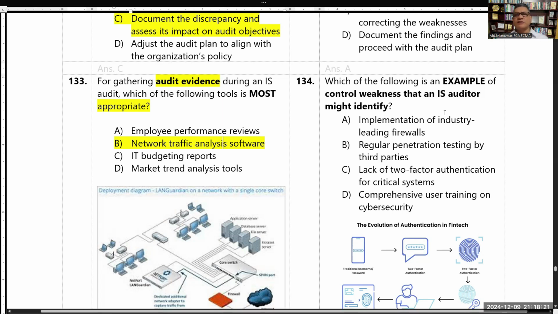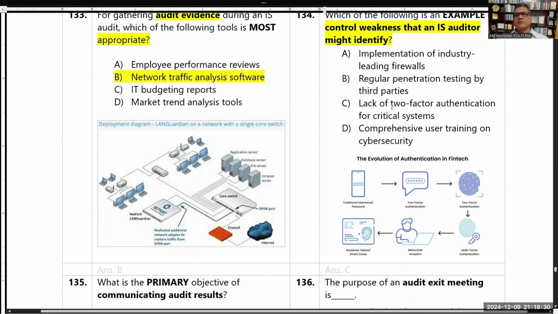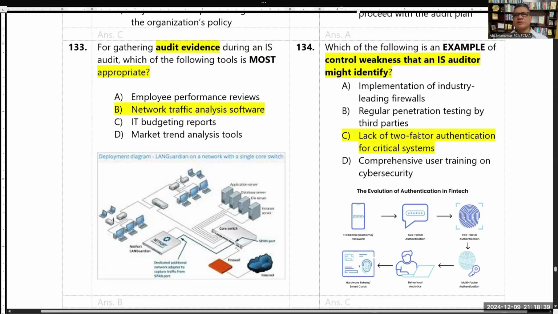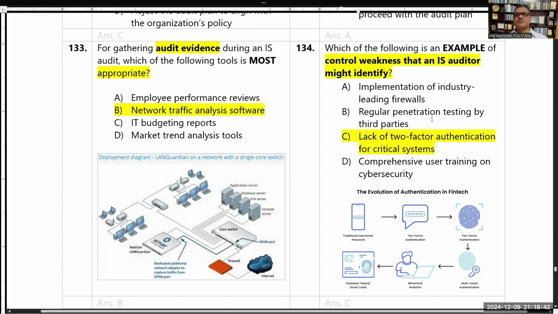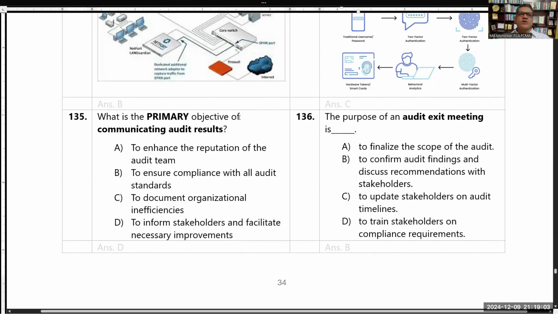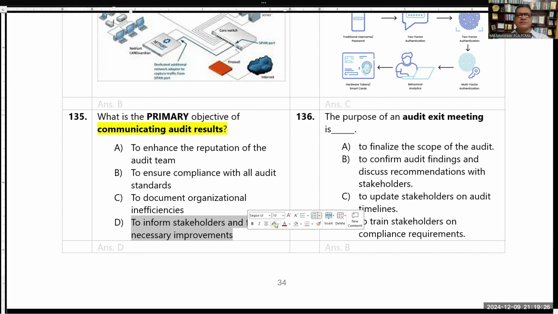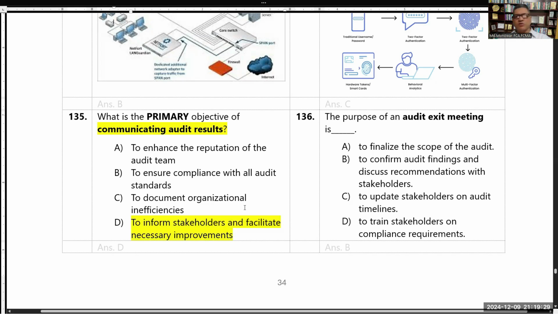Answer B. Which of the following is an example of a control weakness that an information system auditor might identify? Lack of two-factor authentication for critical systems is an example of a control weakness that an IS auditor might identify. Answer C. What is the primary objective of communicating audit results? To inform stakeholders and facilitate necessary improvement.